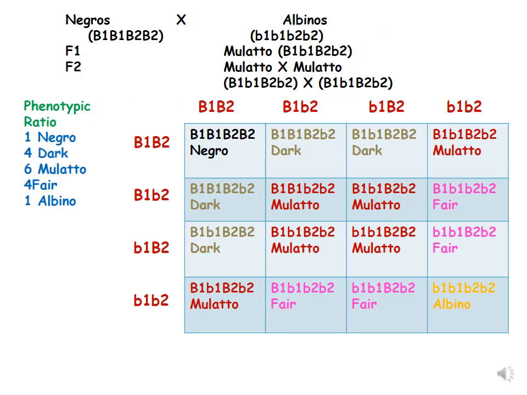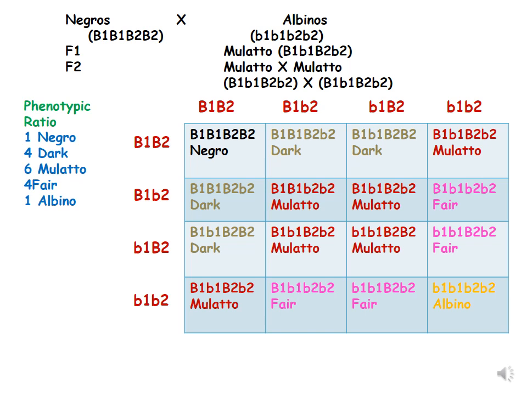Let us understand it with the help of this checkerboard. When a Negro marries an albino, in F1 Mulatto is observed, and in F2 the selfing is between Mulattoes. In this checkerboard, the dominant alleles in each genotype are added up, and the more dominant alleles, the more the intensity of the color. The first example, B1B1B2B2, has 4 dominant alleles, so this will be Negro. All genotypes which have 3 dominant alleles will be dark in color.